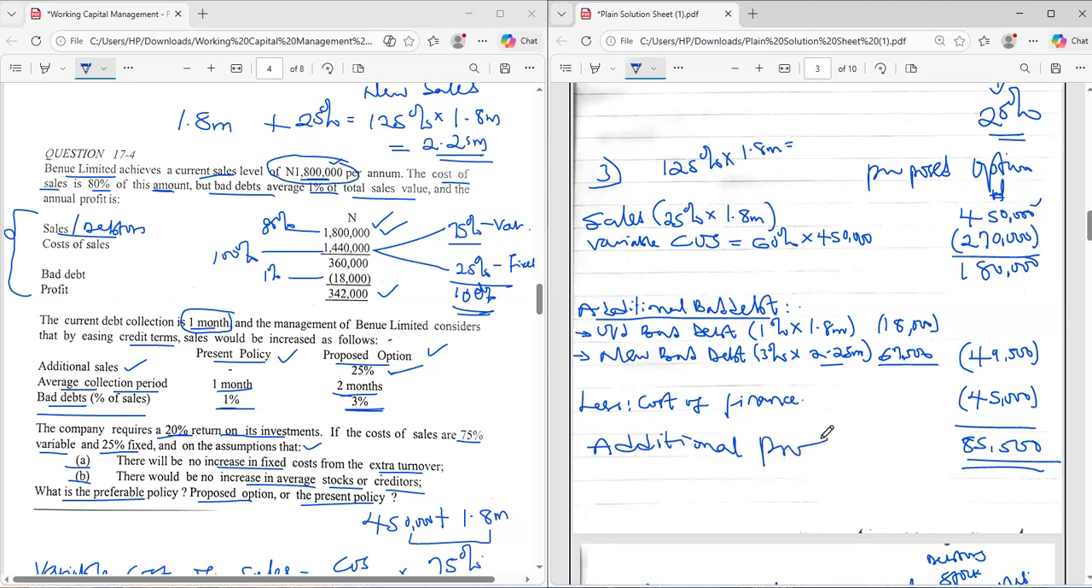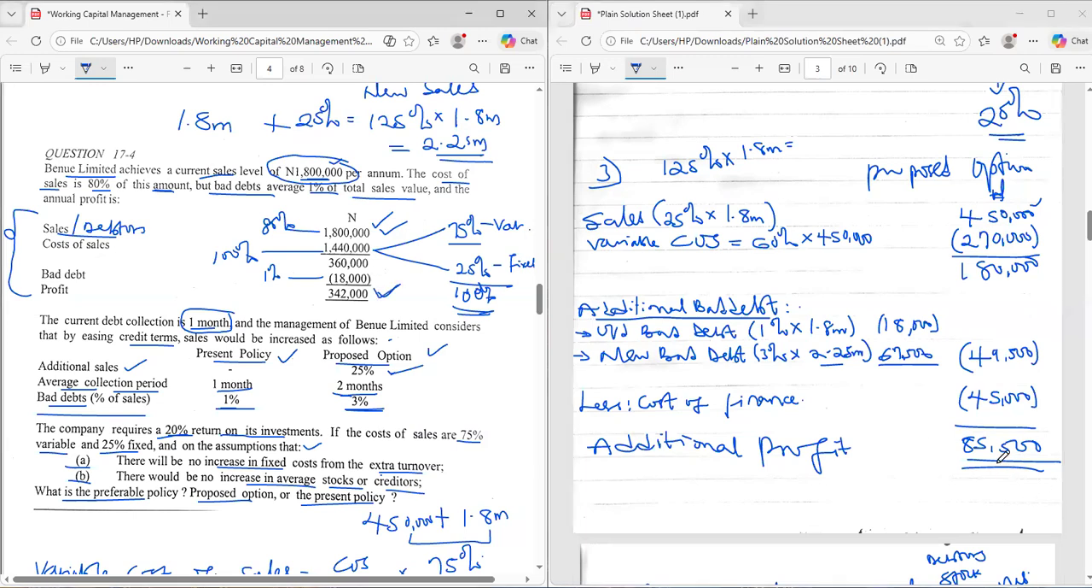So this is the additional profit you are making from the proposed policy. In addition to your 342 that you are using, you are making a new, additional profit of 85,500 by introducing the new policy. That makes it worthwhile, and I think you should go ahead with it, as profit is to be increased by 85,500.